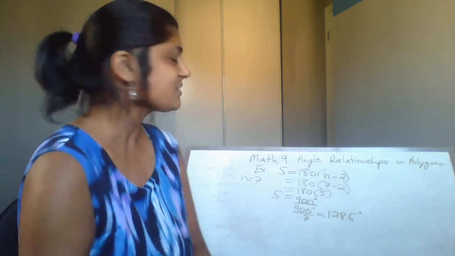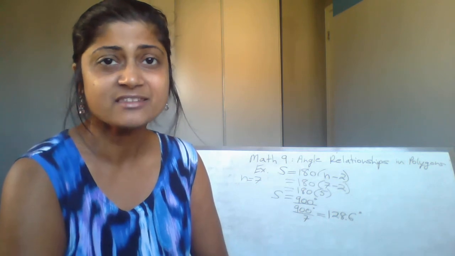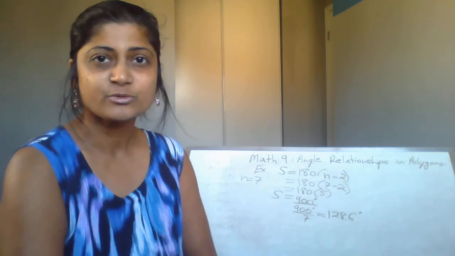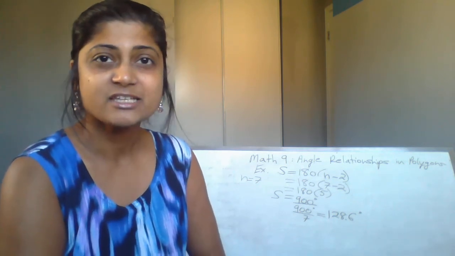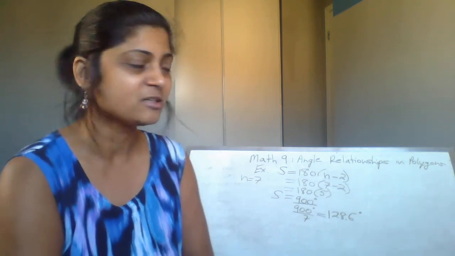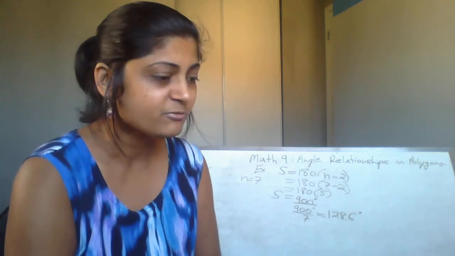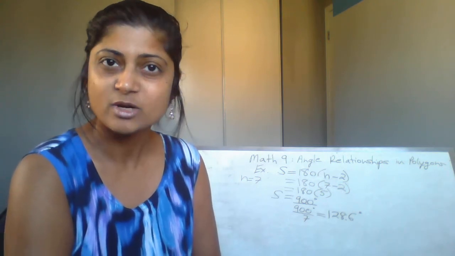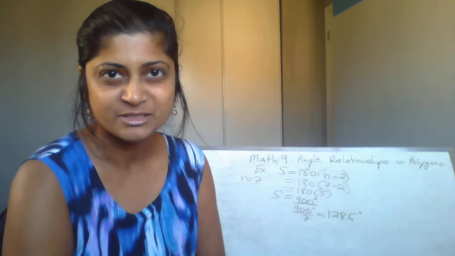So today we covered Math 9 content, angle relationships in polygons, and this was the sum of the interior angles within a polygon. It was just a very simple formula with different variations of the questions using the same formula.